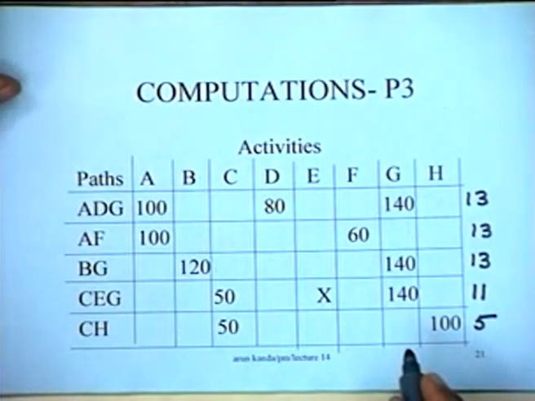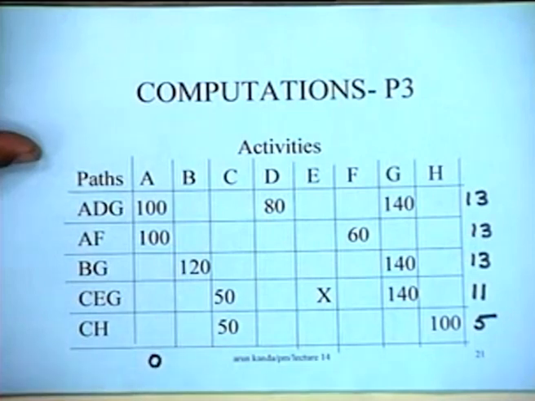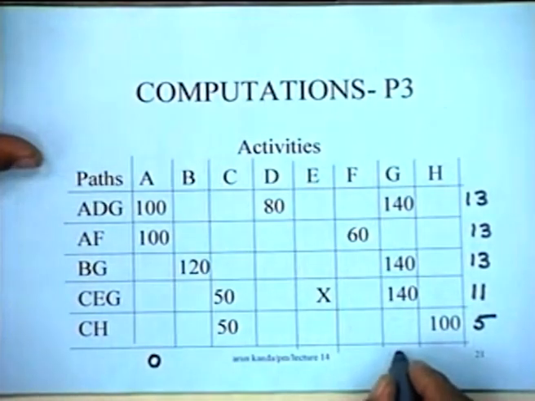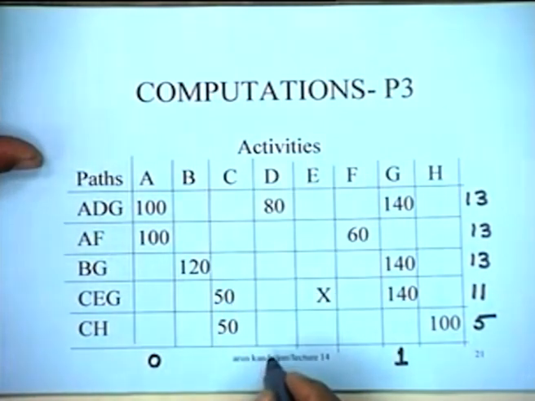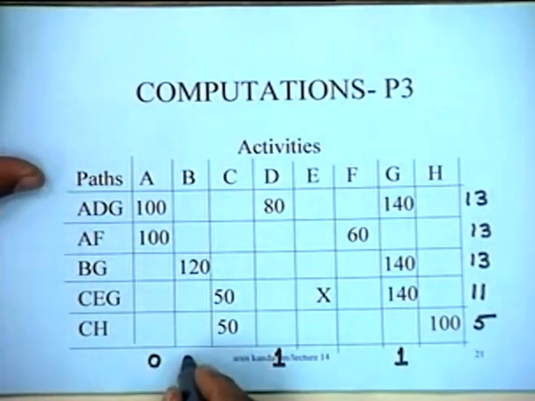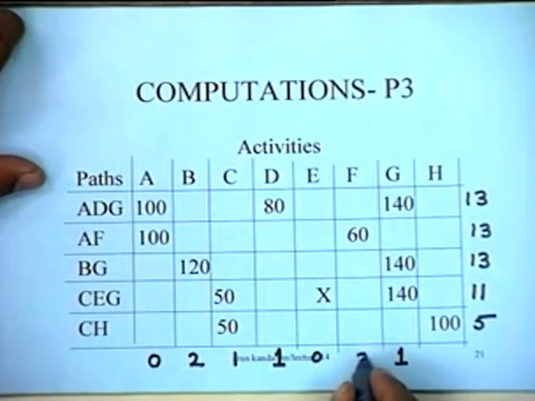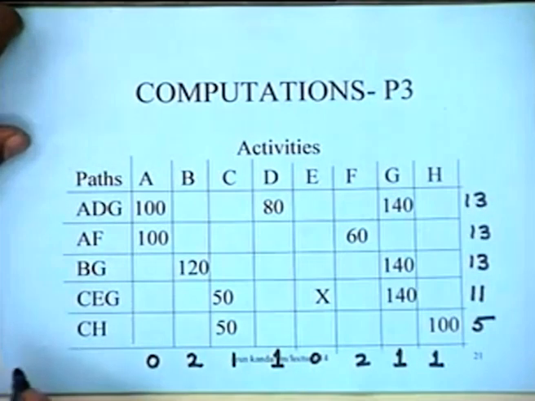And since A and G have been crashed, there is no slack available on A. G could be crashed by 2 days, so only 1 unit of slack is available. And activity D, mind you, which had a 0 slack, now has a 1 slack because it has been relaxed by 1 day. So we update these figures, the rest of the figures are the same, so I put them down here. So I have updated the status at point 3 as far as the whole thing is concerned.